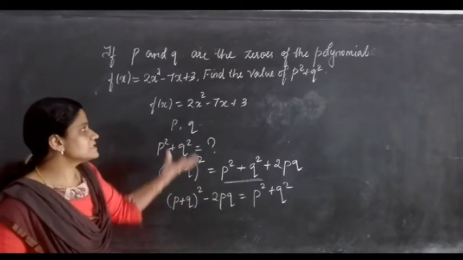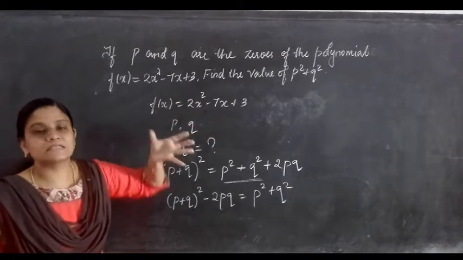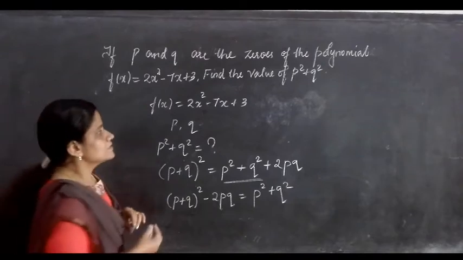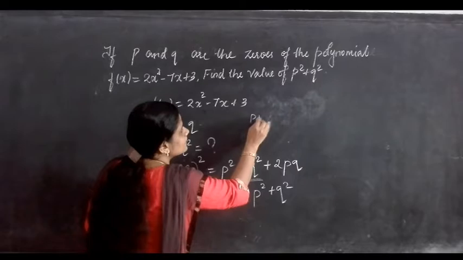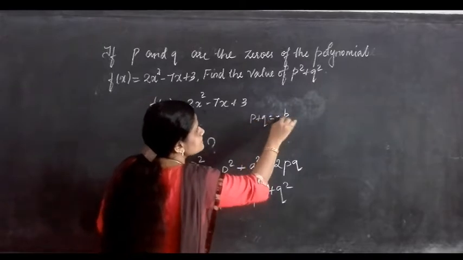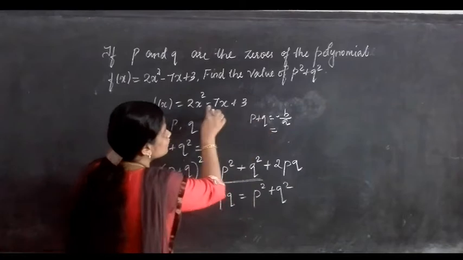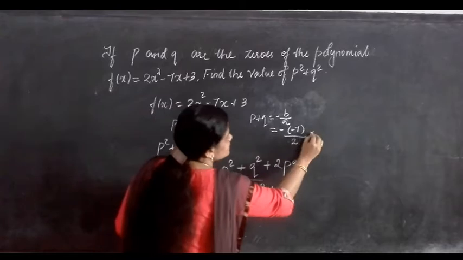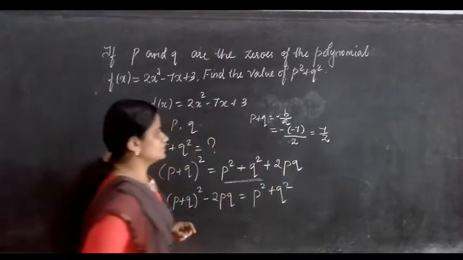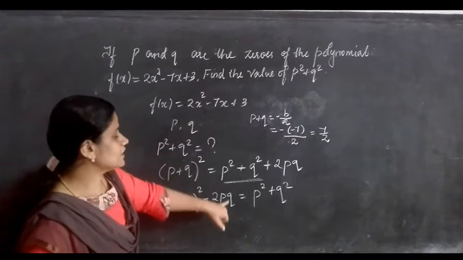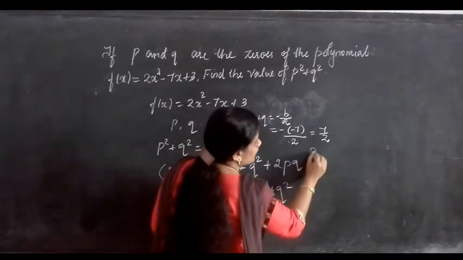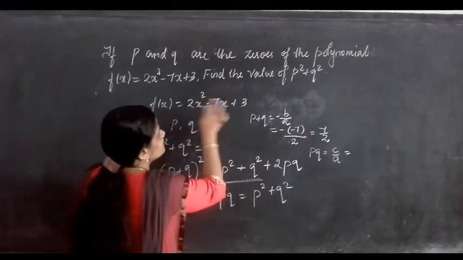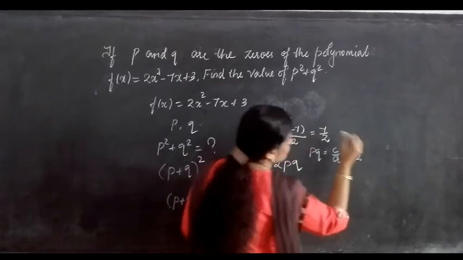Since the polynomial is given to us, we can find the sum and the product. So what will be the sum? p plus q is equal to minus b by a. That is, what you have? Minus of minus 7 by 2, which gives you 7 by 2. Now the next one we need the product. So pq is equal to c by a. That is equal to how much? 3 by 2.